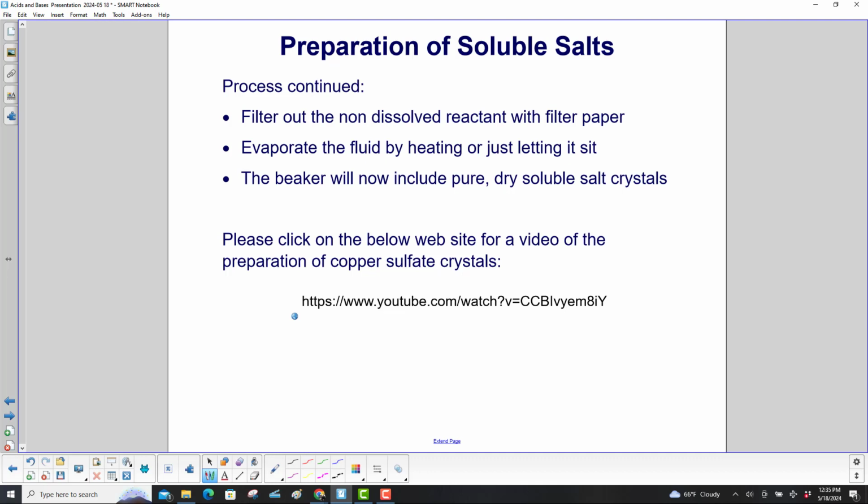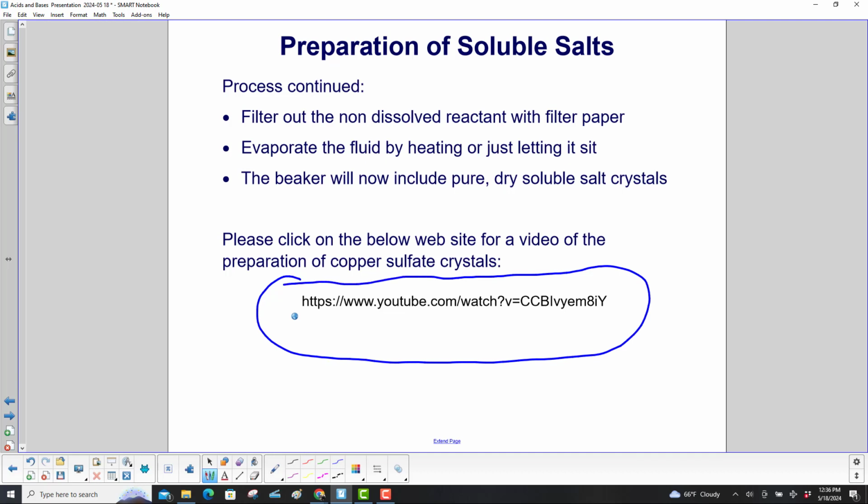Finally, filter out the non-dissolved reactant with filter paper. Evaporate the fluid by heating or just letting it sit. The beaker will now include pure, dry, soluble salt crystals. And if you click on this website here, there's a nice video that shows the preparation of copper sulfate crystals.